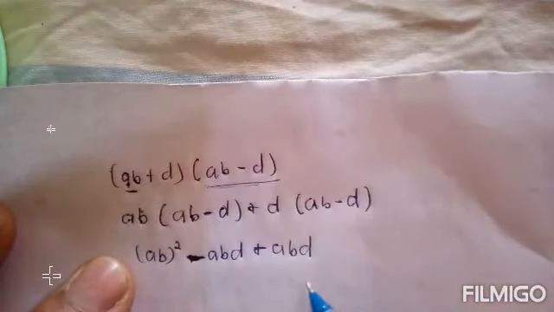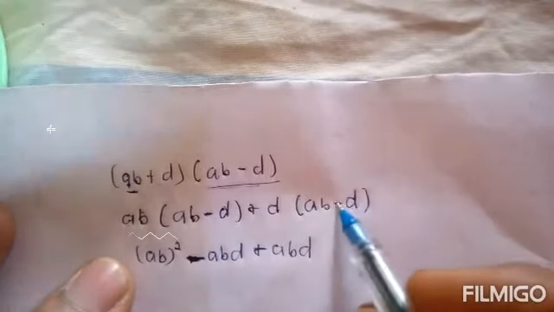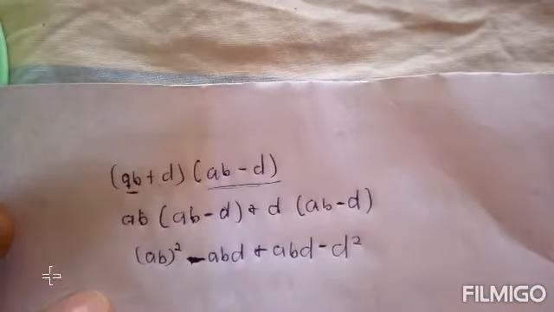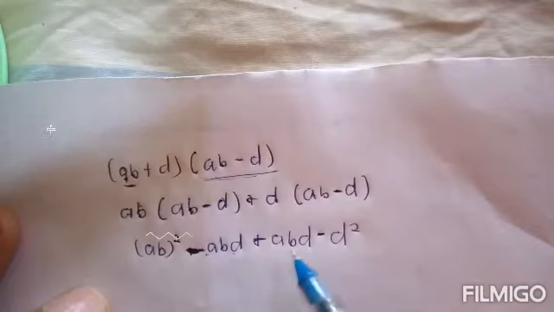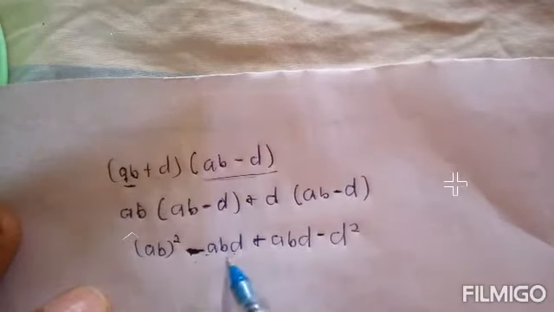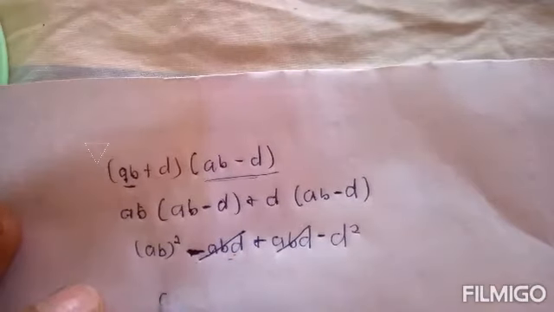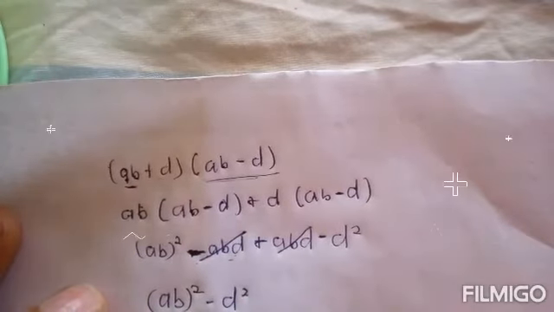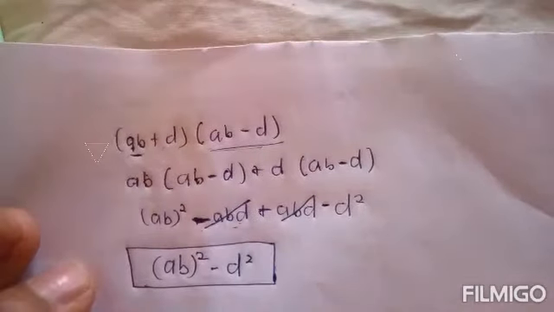Abd. You understand? And then d is multiplying d, but this d is minus, so you bring minus, so d times d is d square. Do you understand? So here you see this is a minus abd and this is plus abd. When you have minus and then plus of the same magnitude, they cancel, okay? So you get ab in a bracket square minus d square. You see that this one was a difference of two squares. You understand?